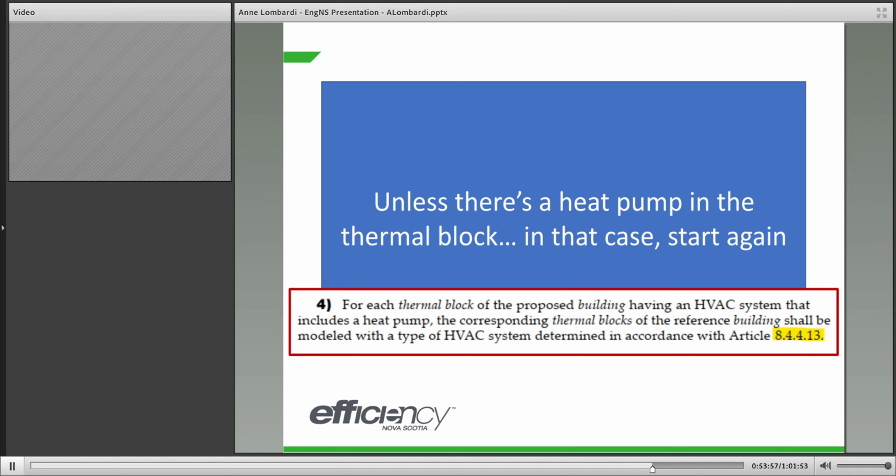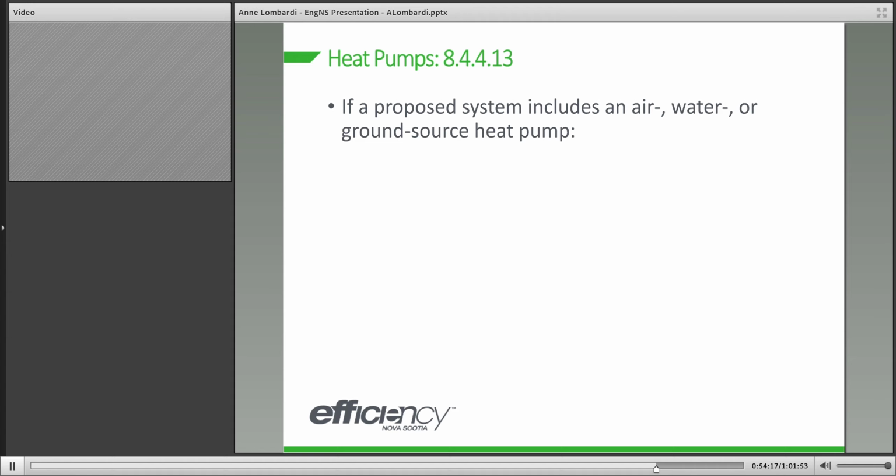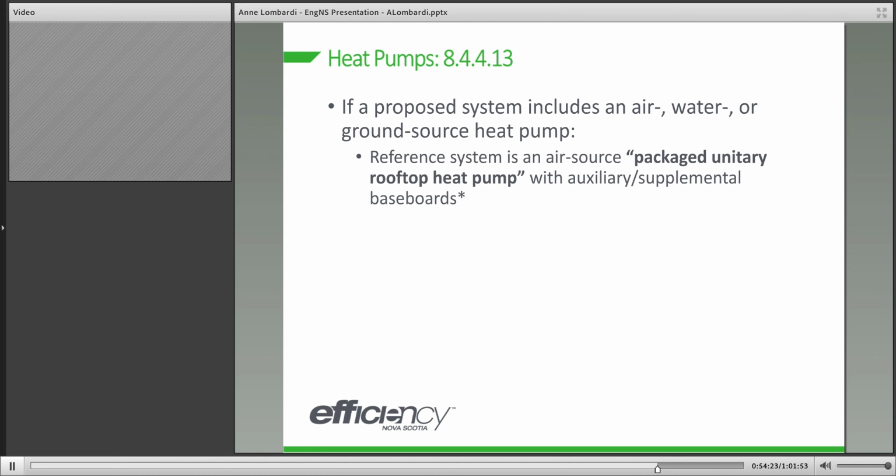Unless you have a heat pump in a thermal block, in that case, start again. And it's not exactly a start again and being dramatic. For each thermal block of the proposed building, have an HVAC system that includes a heat pump. This is from the NECB. So essentially what this is saying is that if you have any thermal block that has a heat pump, the reference has to have a heat pump, or specifically, as they say, go over to this new section. So forget about that table, go to this new section, section 13, which talks about heat pumps.